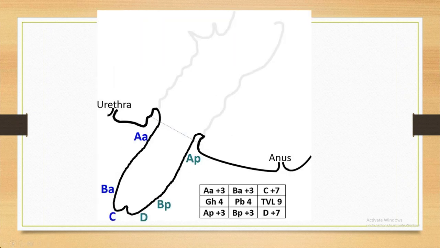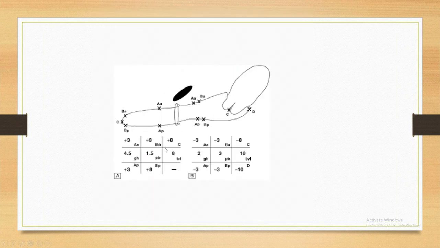Now see what is the difference between this and previous. See here, this BA point is plus 3, BP point is plus 3. So it is not complete prolapse of anterior or posterior. It is less than 7. So here it is stage 3, not stage 4. But in the next one, it is complete eversion of anterior wall and posterior wall also. It is plus 8, plus 8. Because AP and AA will be plus 3 in any case. But here it becomes stage 4, while in previous, it becomes stage 3 for anterior and posterior. Got it?